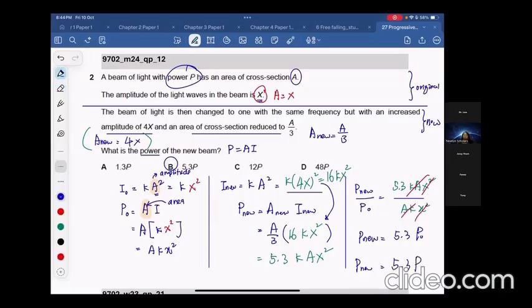Okay. These two questions we learned to use ratio. Right? Using ratio, find initial, find final. Then we use the ratio to find the new beam, the new power of the new beam. Is it okay?